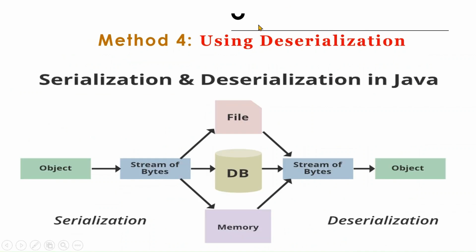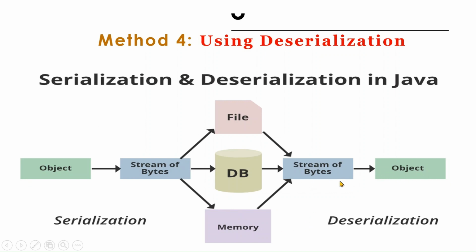Now if you can see this diagram, you can understand what serialization and deserialization in Java are. So we have an actual object of Java that you're converting into a stream of bytes through serialization, and that stream of bytes you can store into a file, into a database, or into memory. Now this complete part is called serialization. Here these things are storing byte streams.